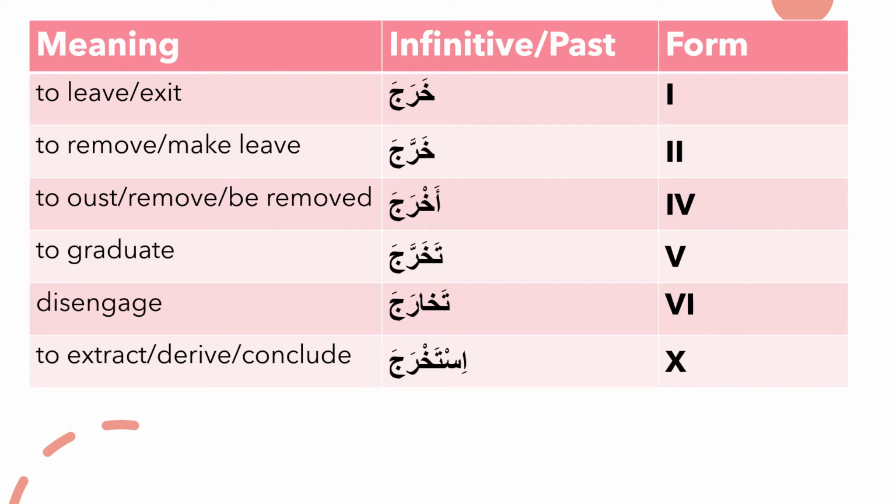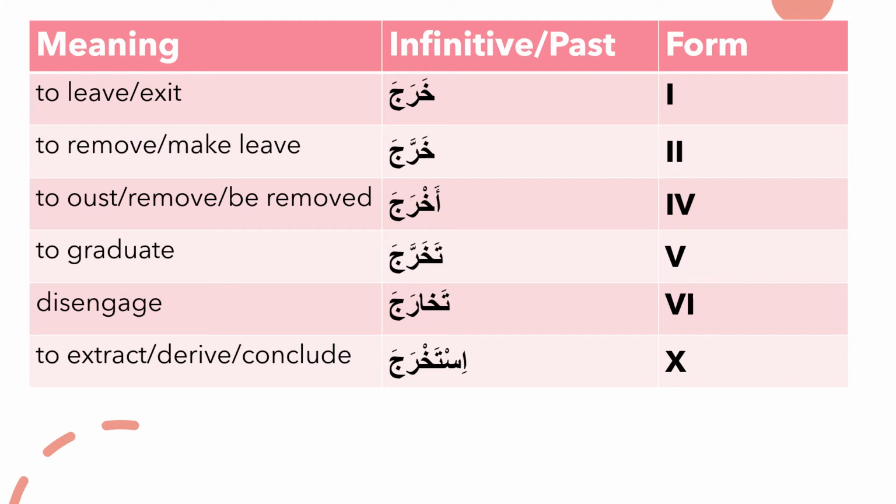And then if we look here, this one, form 5, a really useful verb to know, takharraja. So we've got that ta at the beginning. We've also doubled the ra as well. And you know, when you graduate from university, what are you really doing? You're just leaving the university. And kharaja, that's the core root for leaving. And by only adding the ta, doubling the middle letter, we've got the concept of graduating.